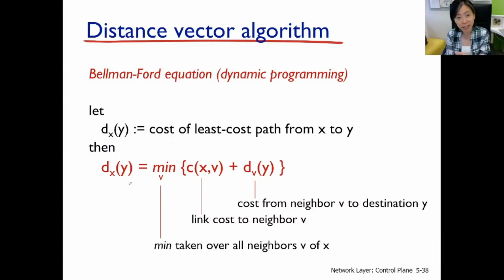So by doing this calculation here, we discover the shortest path. We discover the minimum cost. And this equation here is better known as the Bellman-Ford equation, because this algorithm implemented in distance vector routing was devised by these two great guys.